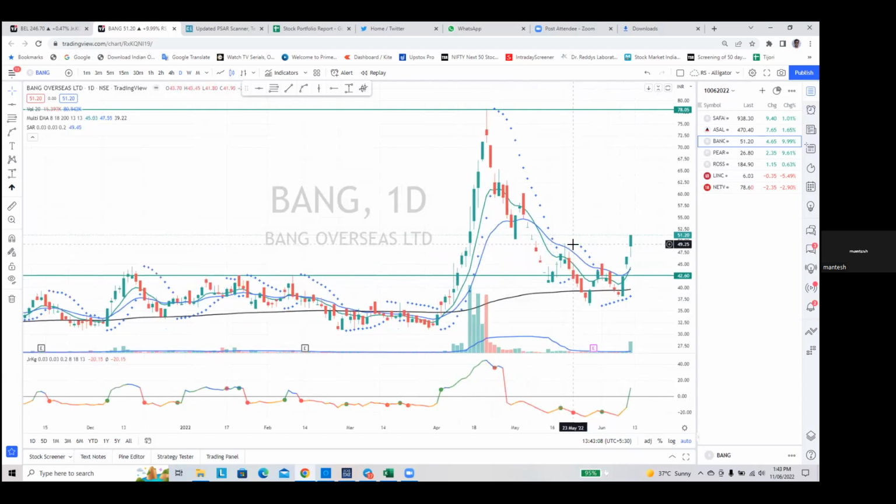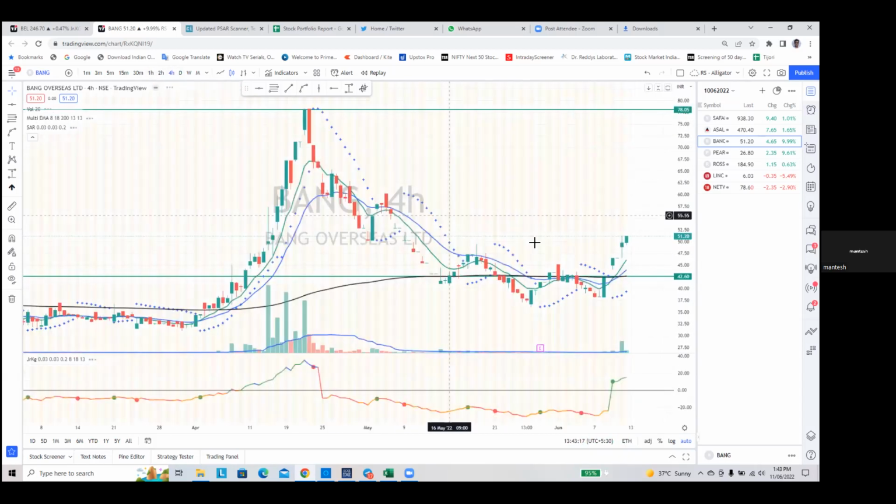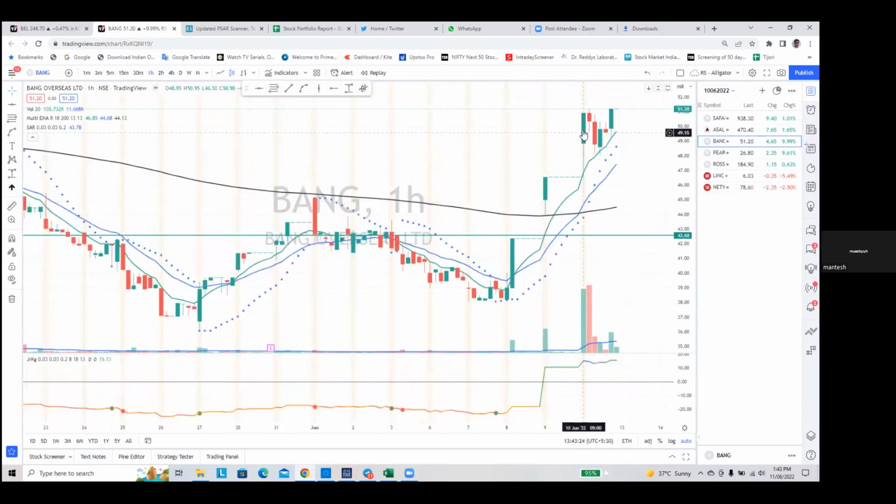And if you see here, one important thing to mark is what happened on Friday. On Friday selling had come. If I go to the 4-hour chart, see, this is the first candle of Friday. The stock went down almost to 46 rupees, and then a sudden buying pressure came, and the stock went up to upper circuit.